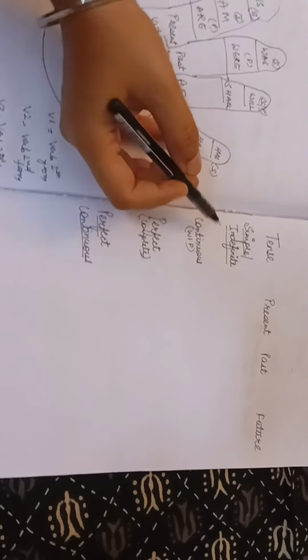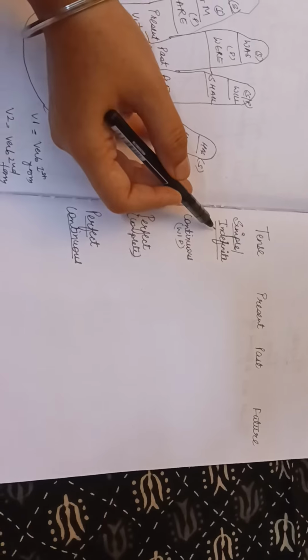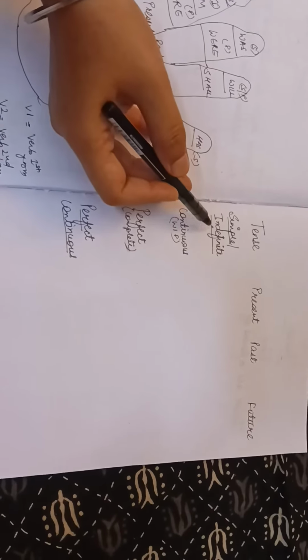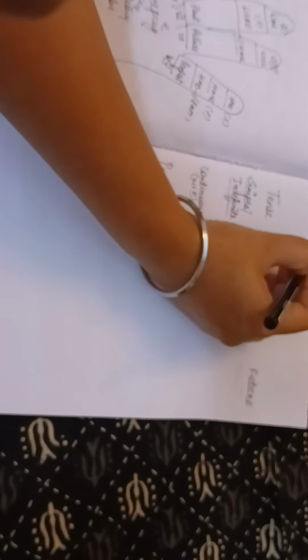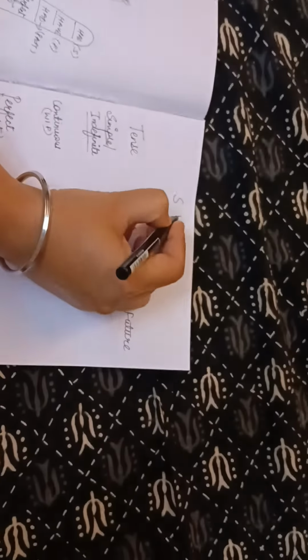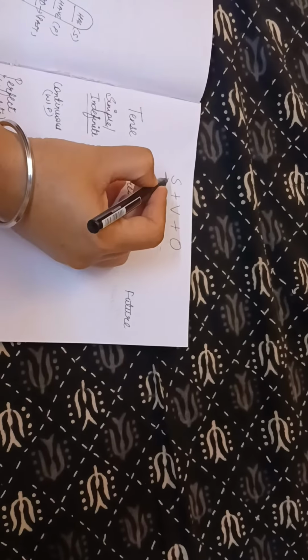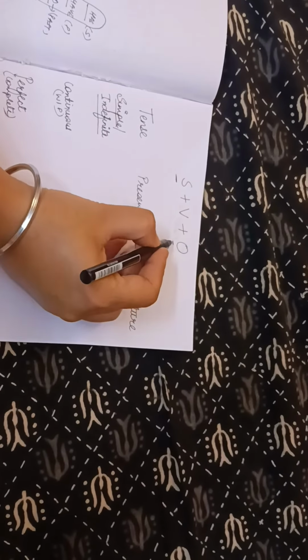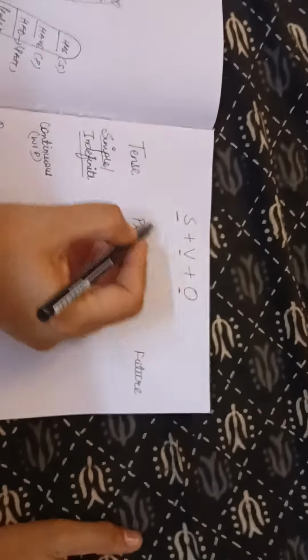Now, if I talk about present indefinite tense, how will you remember present indefinite tense? Before I start with this, I want to tell you the normal structure of a sentence. The correct structure of a sentence is subject plus verb plus object. Subject is the one who performs the action. Object is the one who is receiving the action. This is verb, action words or doing words.